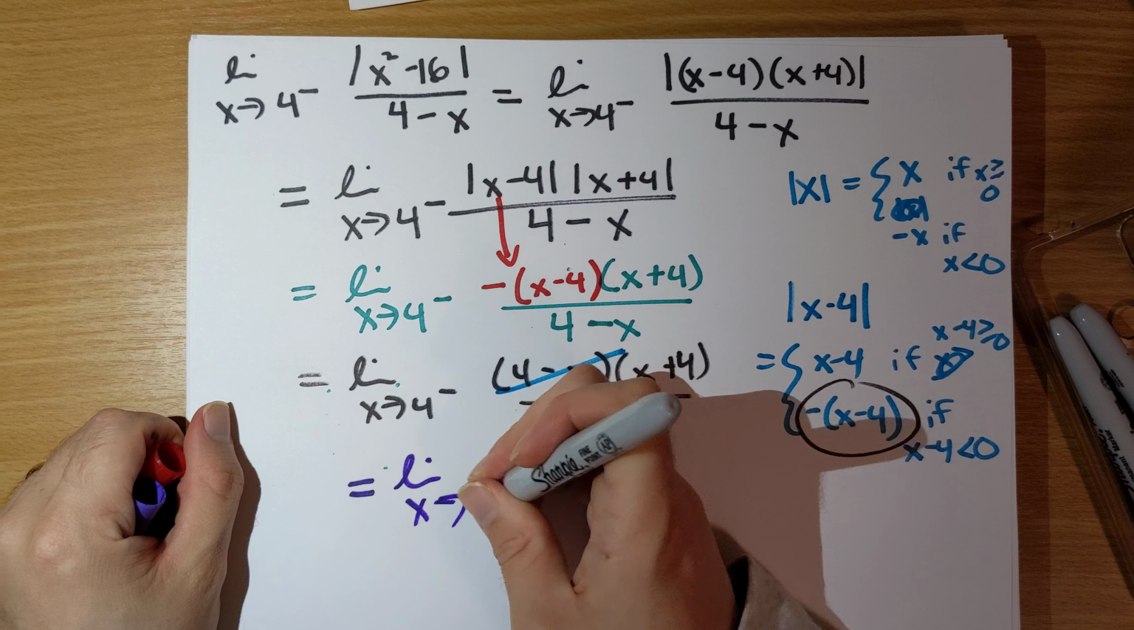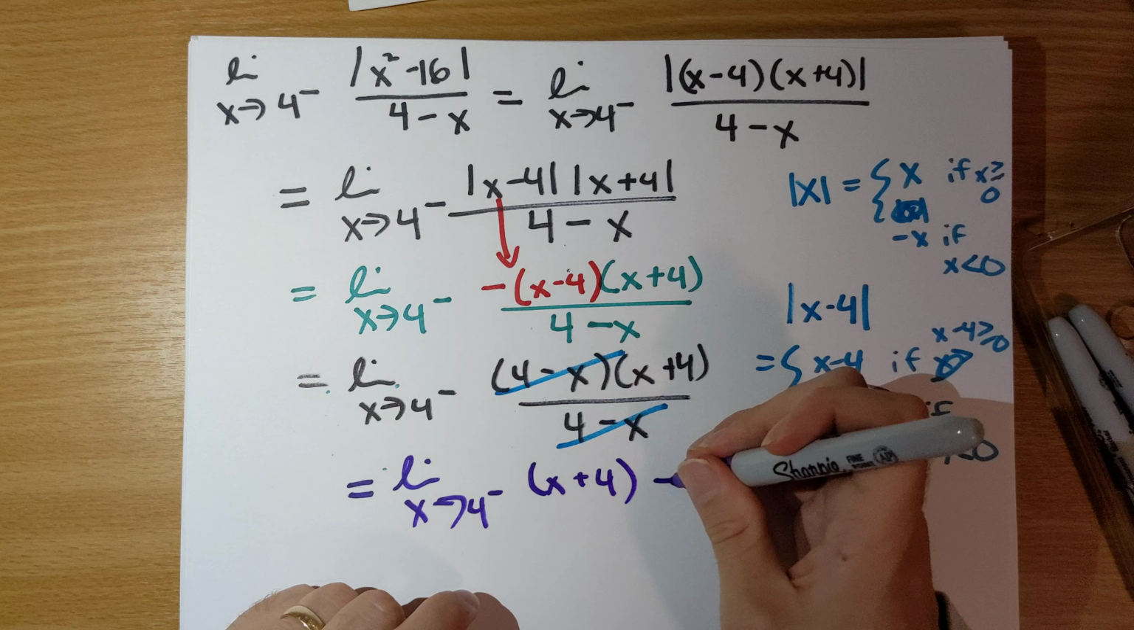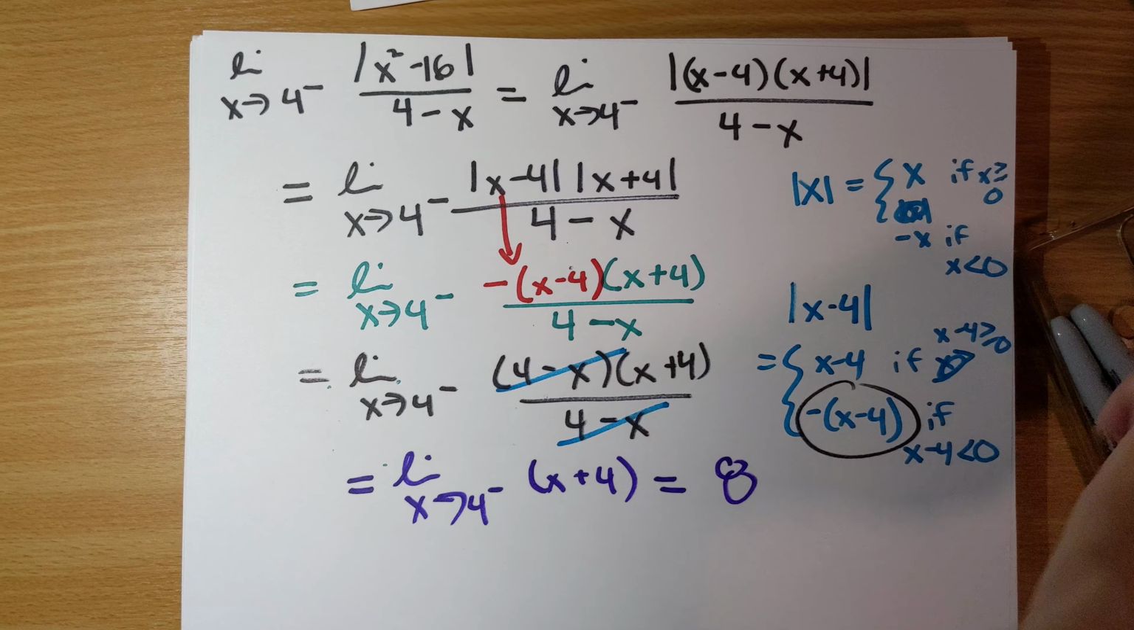The limit as x goes to 4 from the left is just of x plus 4. And we can just evaluate this by substitution. 4 plus 4 is 8.